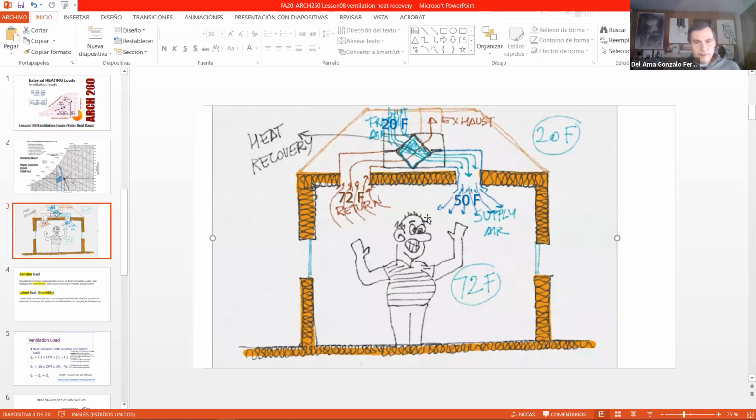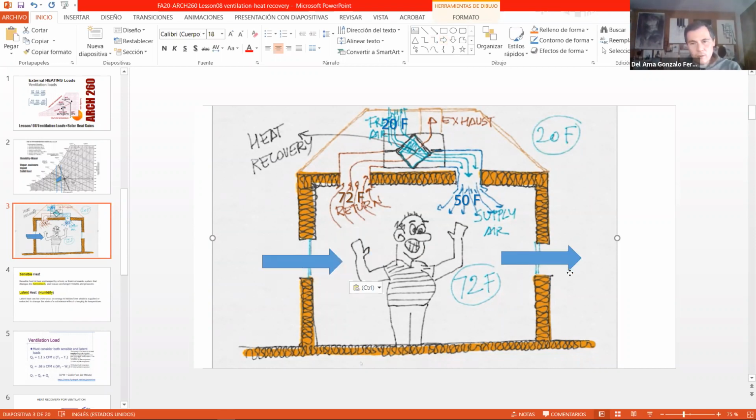If this is a building, we develop an activity inside the building. We breathe, we sweat, we expel moisture and other things to the air, and then we have to get rid of it. There's a usual way to do these kinds of things. We can open windows. So we need a supply, and we need to extract.